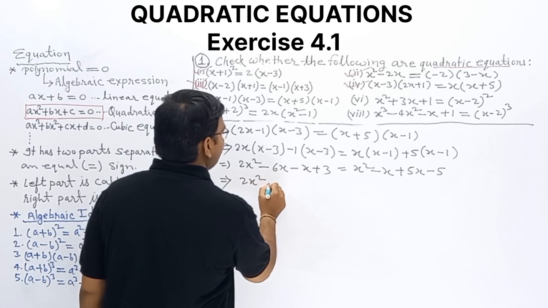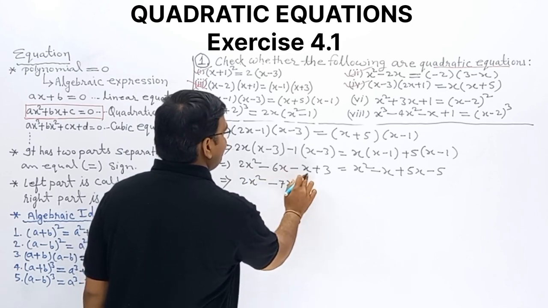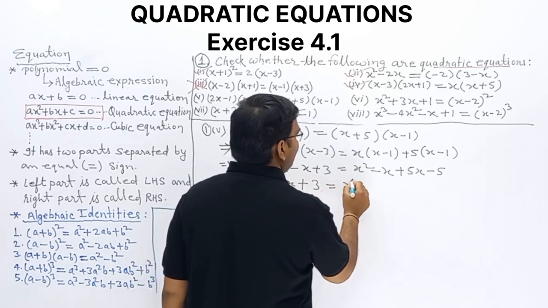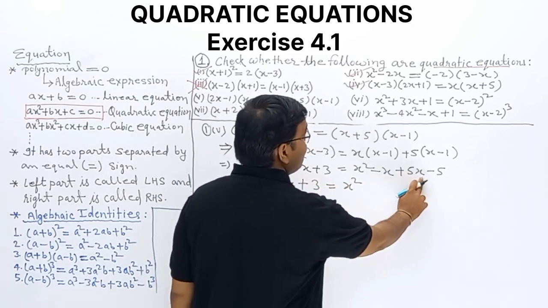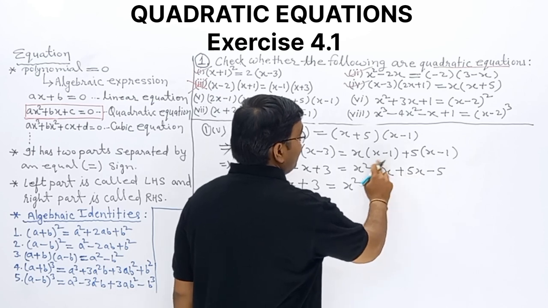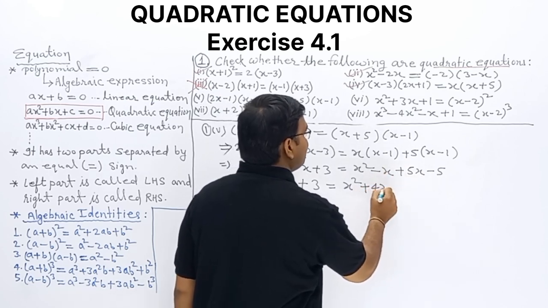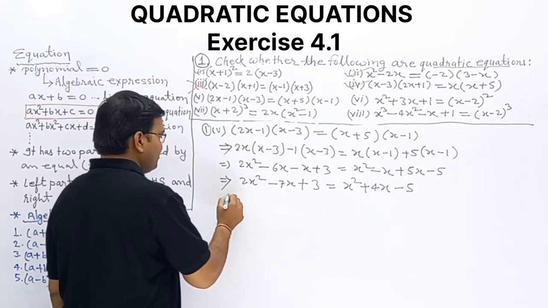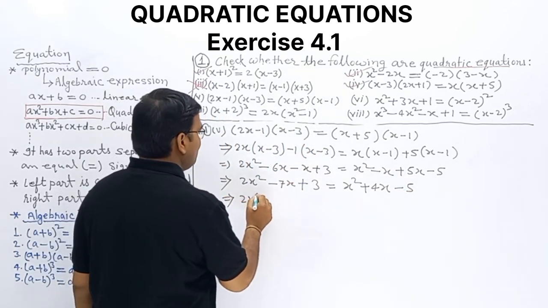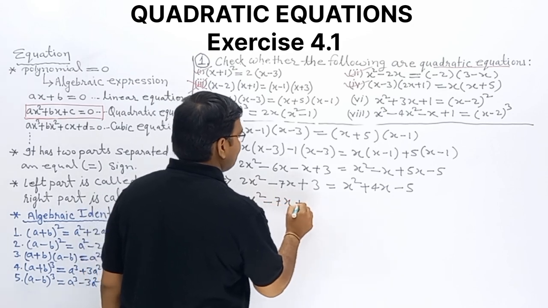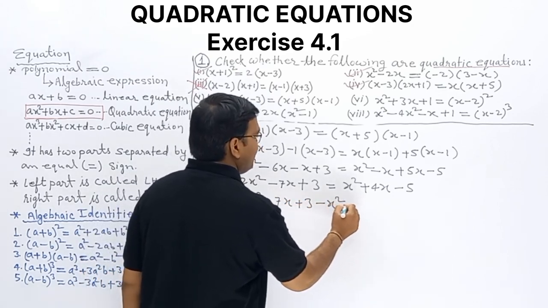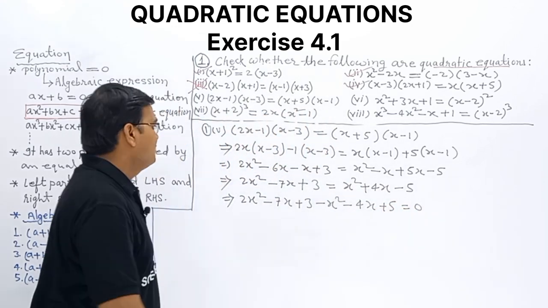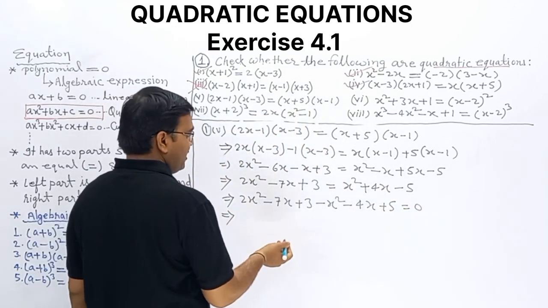2x square minus 7x, minus 6x minus x is minus 7x, plus 3 equal to x square minus x plus 5x. So we will subtract minus x. What we are getting? Plus 4x minus 5. Now transpose right hand side to the left hand side. 2x square minus 7x plus 3 minus x square minus 4x plus 5 equal to 0. Clear? Now add and subtract.